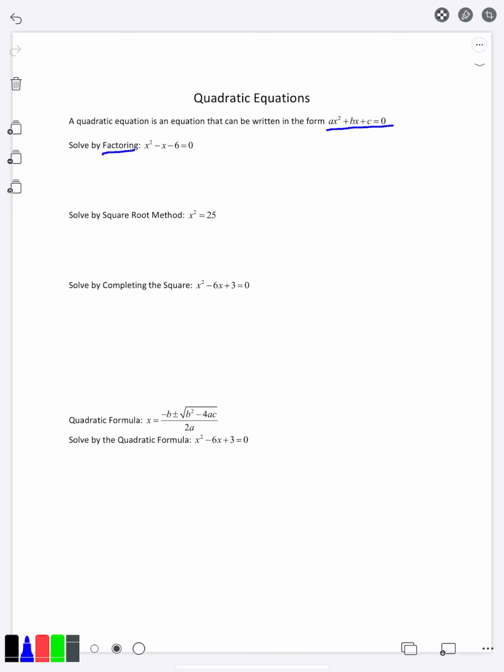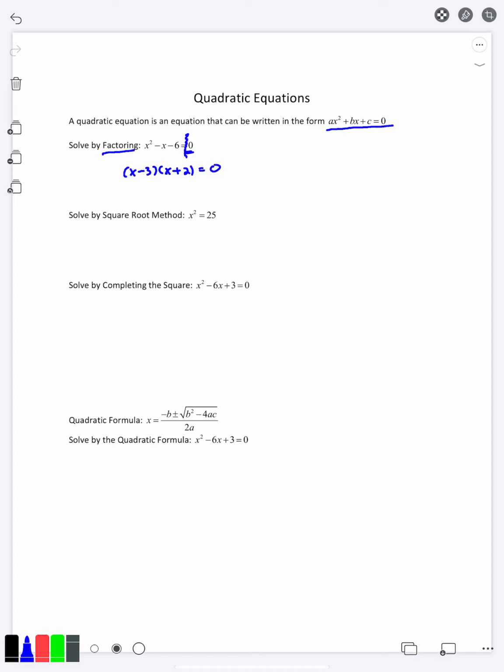I will say that whenever you're doing the factoring method, you need the right-hand side to be 0. So if it's not currently 0, you're going to go ahead and move everything to one side so that it will become equal to 0. Once you've done that, you kind of ignore the 0 part for now, and you say x squared minus x minus 6. Can I factor that? And it does factor as x minus 3, x plus 2.